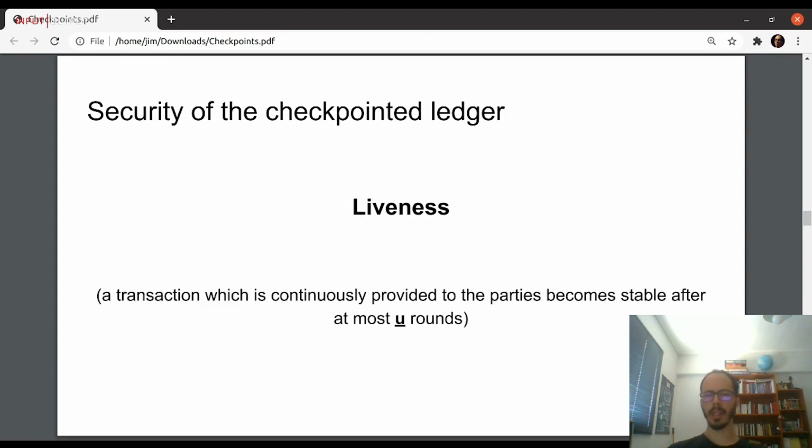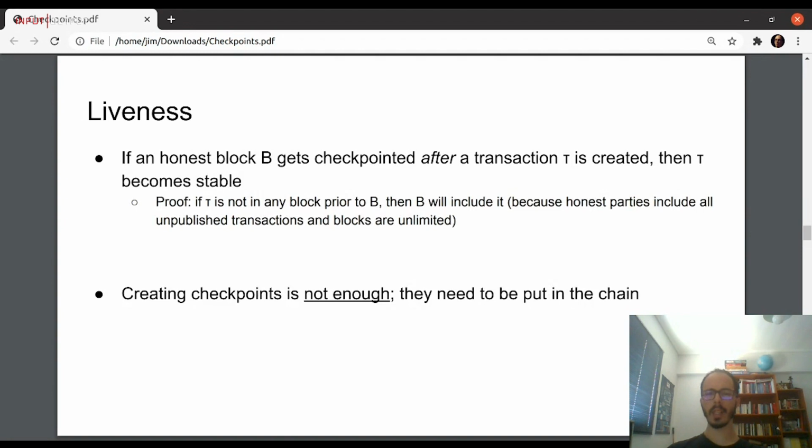Okay, so now that we have persistence, how to get liveness. And this is a bit trickier. The way that we will analyze liveness, the way that we will prove liveness, is that first we will show that if an honest block, that is a block that is created by an honest party, gets checkpointed after a transaction T is created, then T becomes stable and T is live.